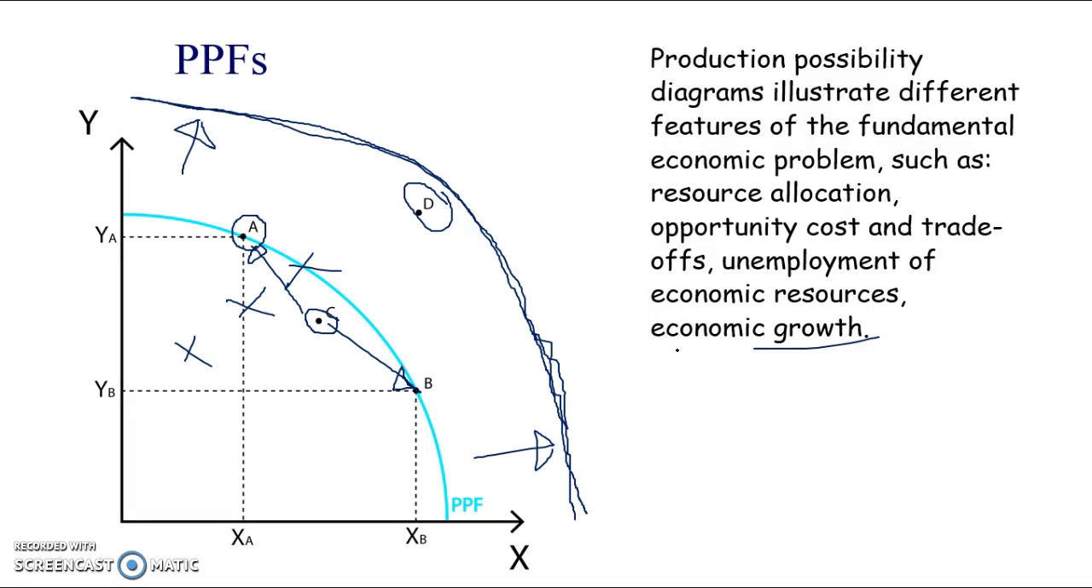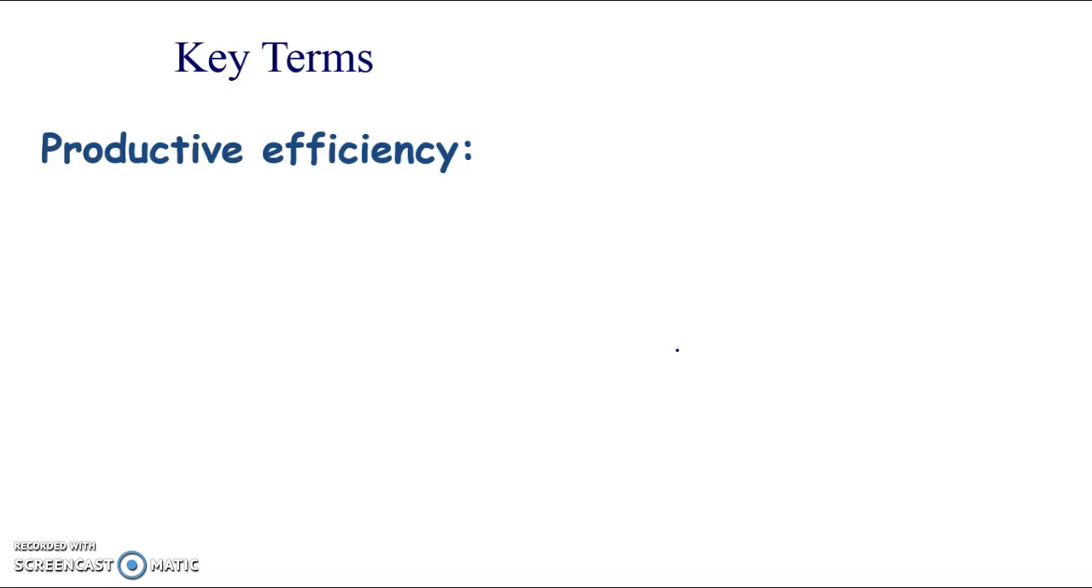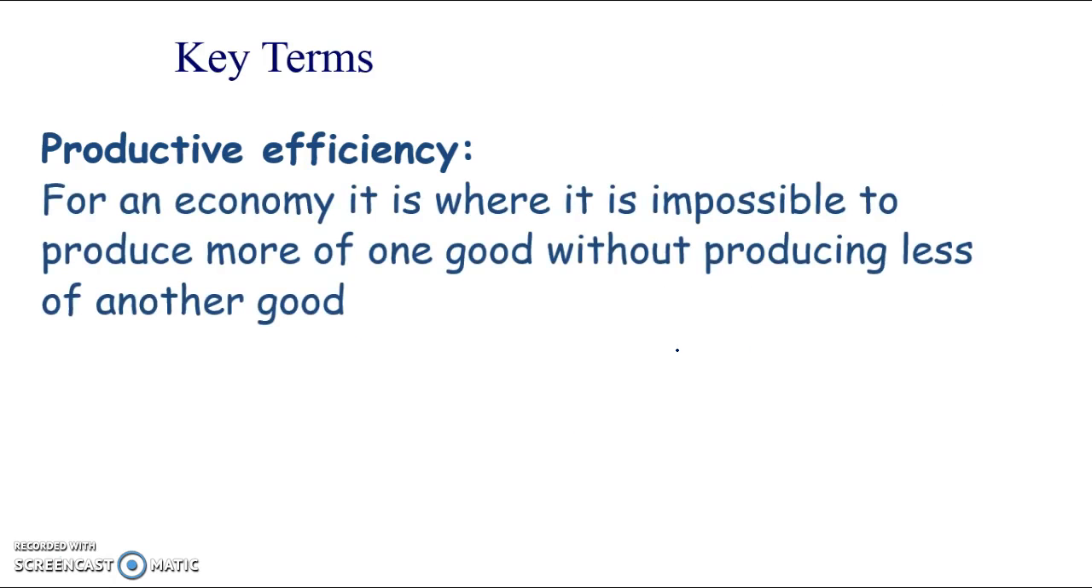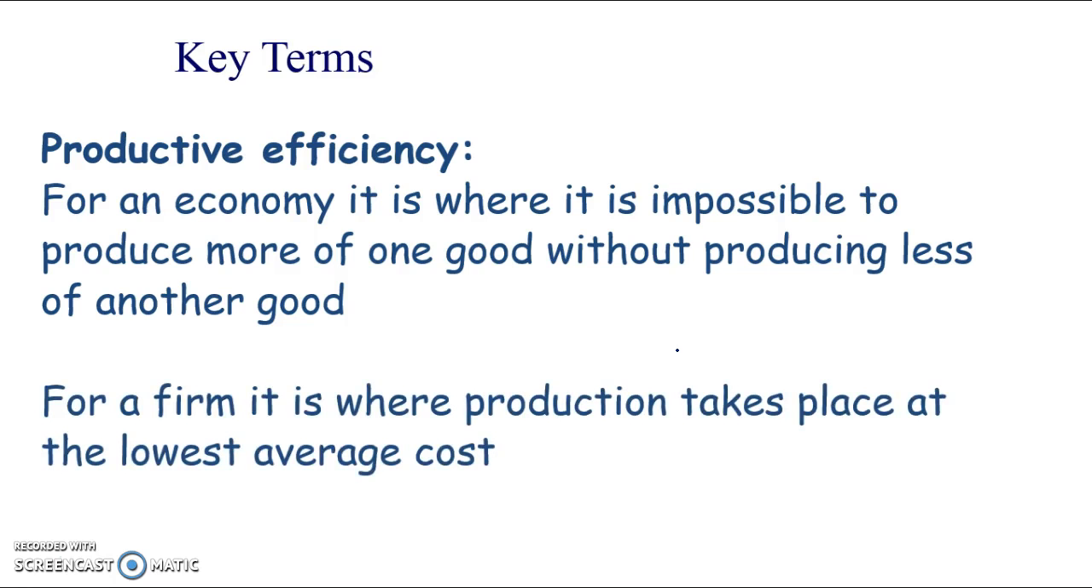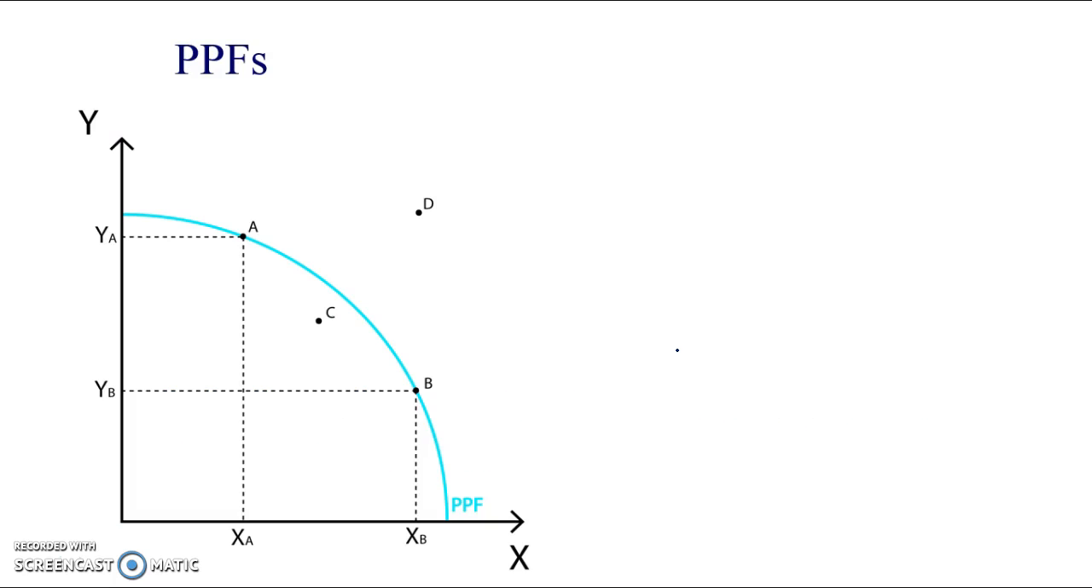That's what I'm saying. So key terms now, it's a good time to introduce this key term of productive efficiency. So this for an economy is where it's impossible to produce more of one good without producing less of another good. Very common definition that comes up in multiple choice questions, so make sure you know that. When we're looking at it for a firm, which we look at later on in the course, it's where production takes place at the lowest average cost. So anywhere on this curve is productively efficient.